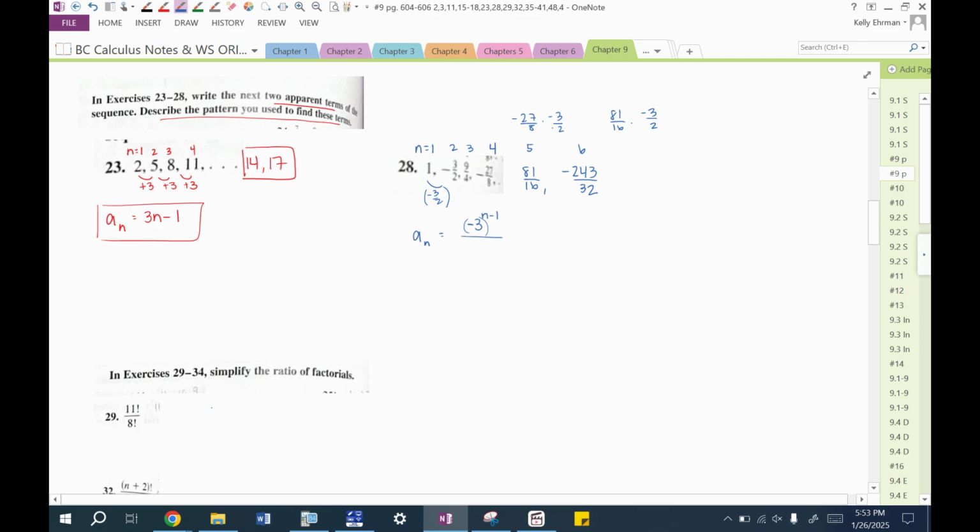And then there are powers of 2 in the denominator, and they're one behind as well, 2 to the n minus 1. So we could say this is (-3/2) to the n minus 1. And maybe I could have started there because I said multiply by -3/2 each time. So I probably could have just started with this as well.